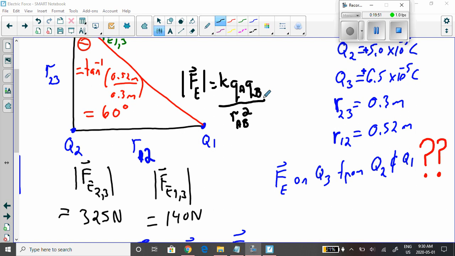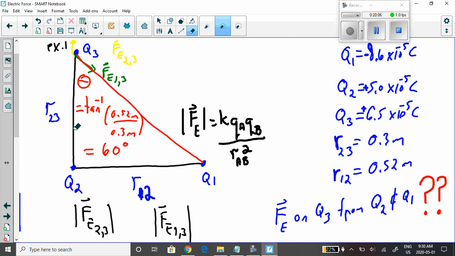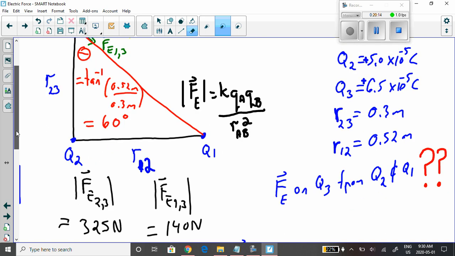Now I want you to pause the video and actually try to do this. It's good practice for you, and see if you get that value right there. So pause the video, use this equation that we just learned, and use it to establish the force between Q2 and Q3, knowing the charge on Q2 and Q3 and how far apart they are. So that's what we want you to do.